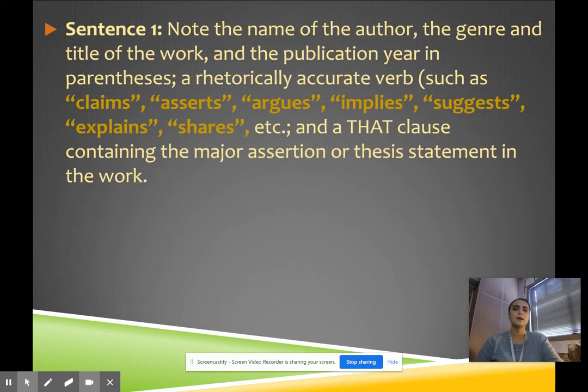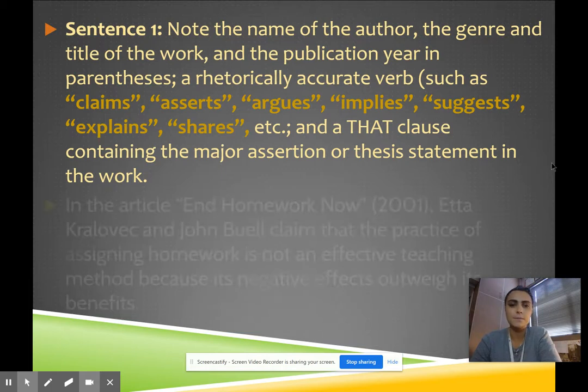Sentence 1 is basically your general information. The author, the title, the genre, like is it a podcast, a news article, an interview, the year it was published, and a quick little snapshot, starting with a verb, of the argument the author is presenting. So the major assertion or the thesis statement in the work.